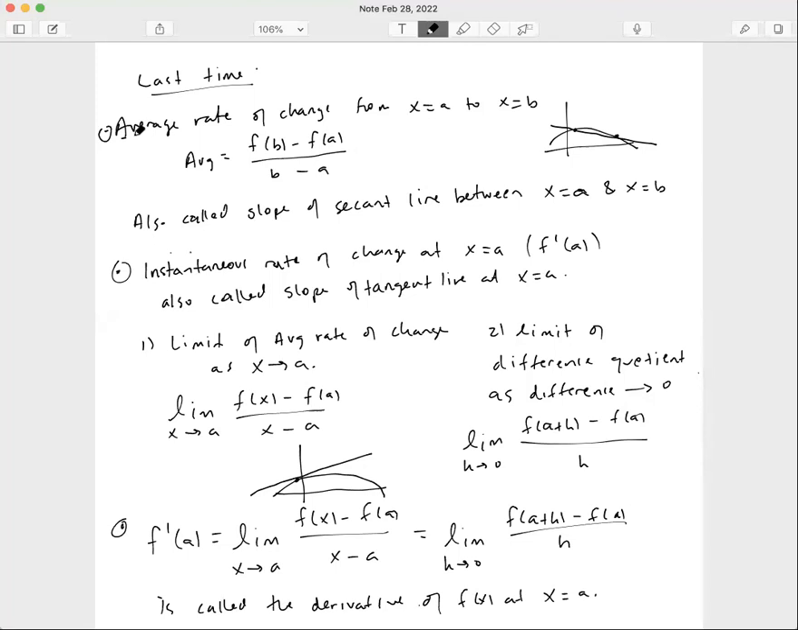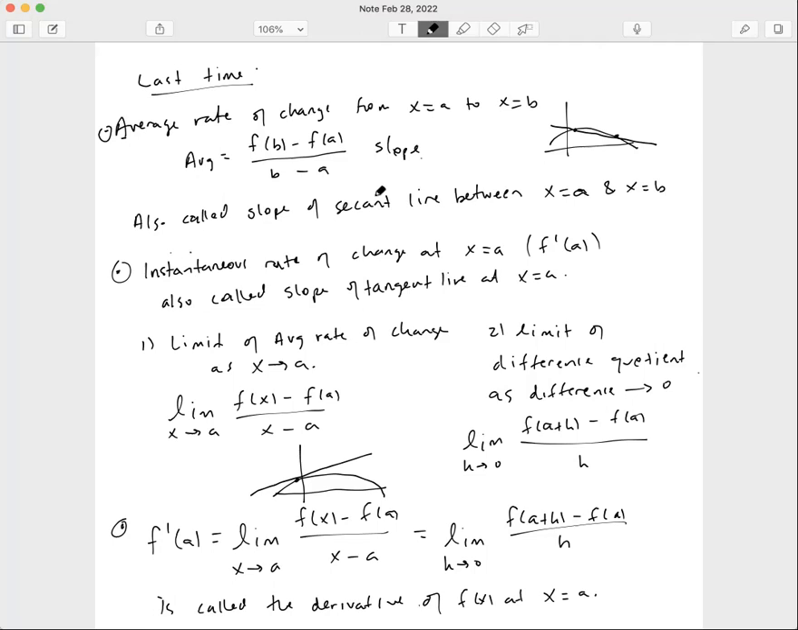So average rate of change is just this formula for slope, right? dy over dx. So average rate of change between 2 points is just the difference of y values and the difference of x values at those points.